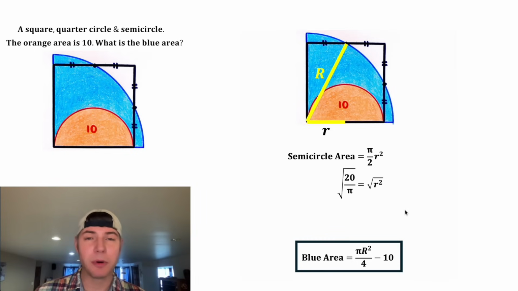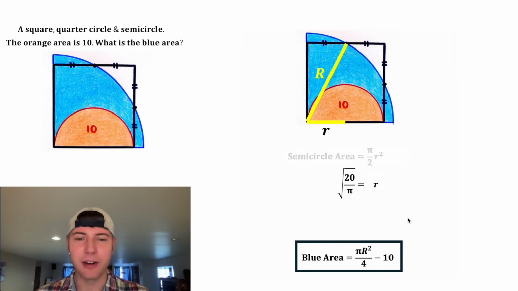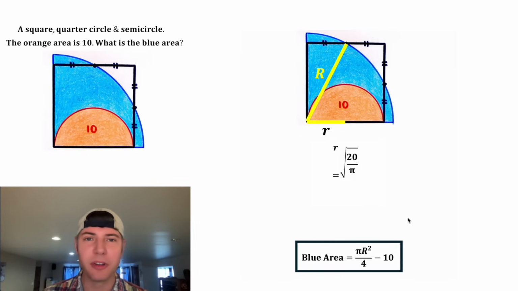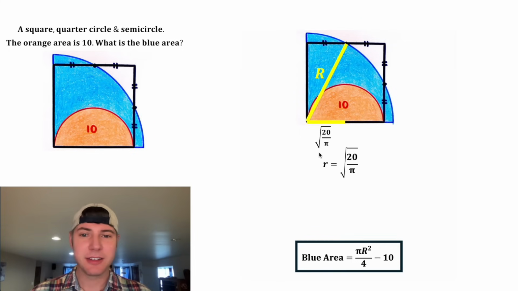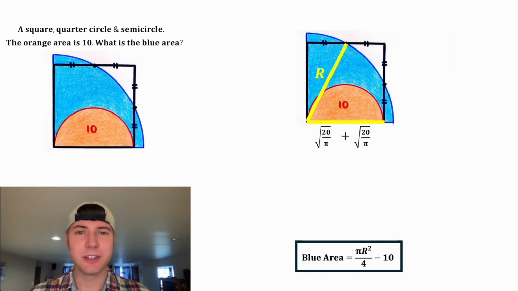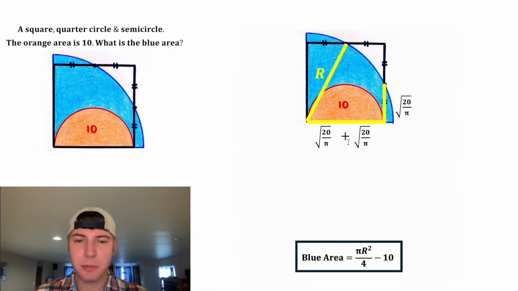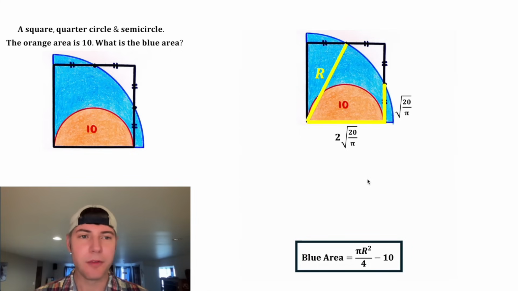We can square root both sides of the equation. On the right-hand side, the square root and the square cancel each other out. So we're left with r is equal to the square root of the quantity 20 over pi. So we can change this r into that. And then this other radius would also be equal to that. And this piece right here is also equal to that. And on bottom, this plus this is equal to 2 of those.